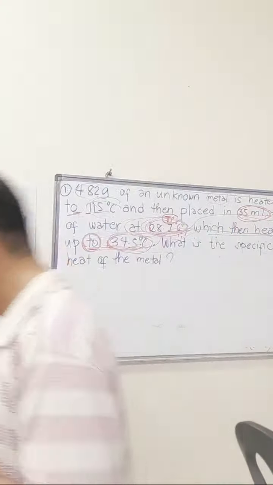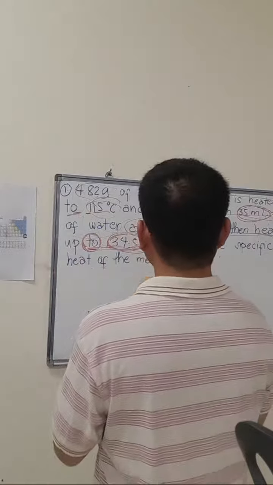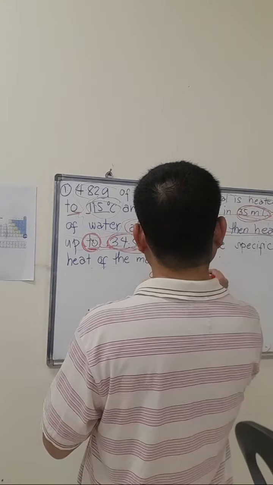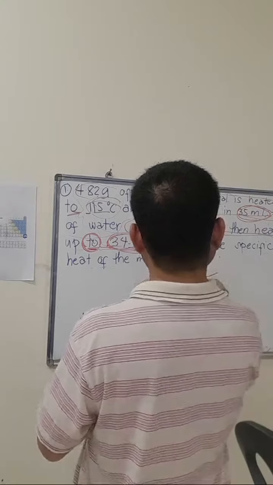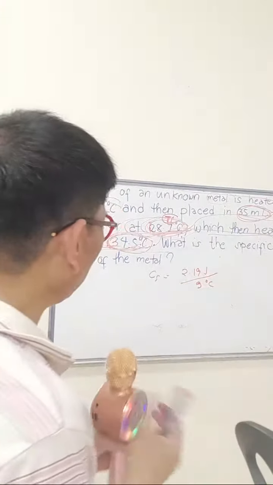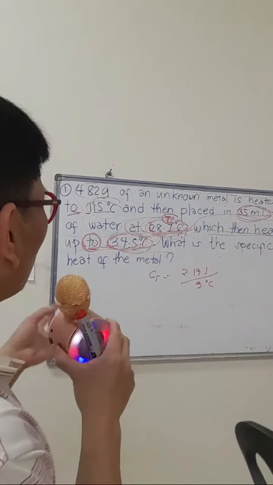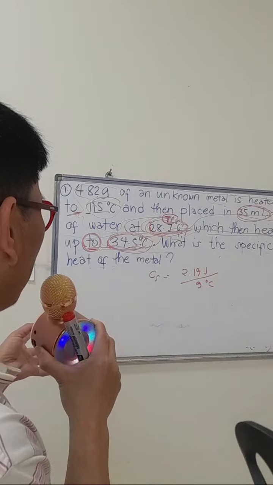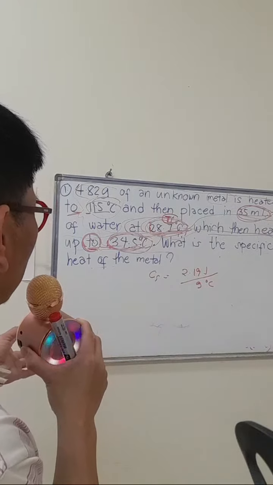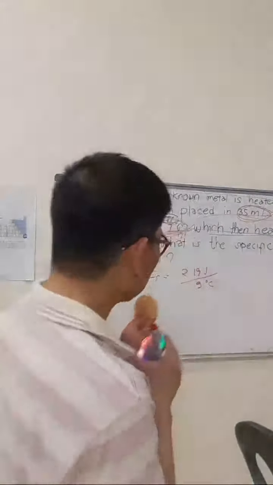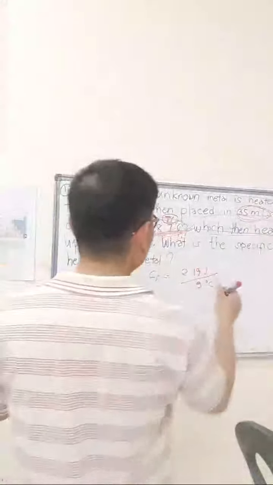2.19. So the unit will be joules, 2.19 joules per gram degree Celsius. So in this particular problem, it needs 2.19 of heat energy of the metal to raise the substance, the metal, by 1 degree Celsius. Okay? In here, this is your problem.